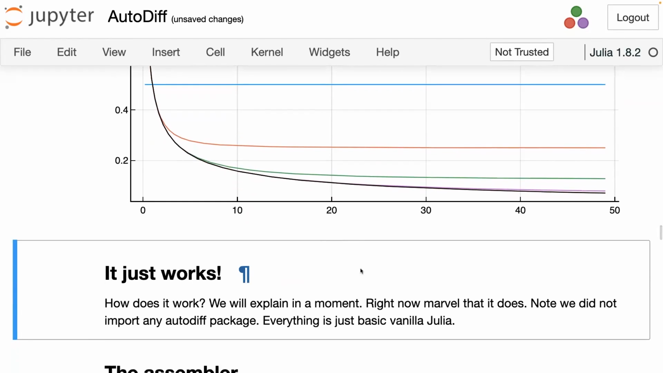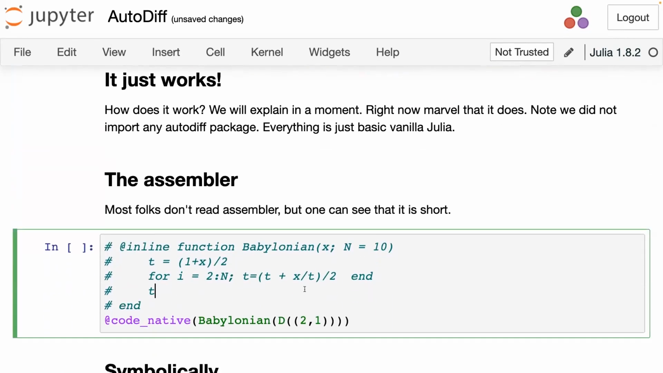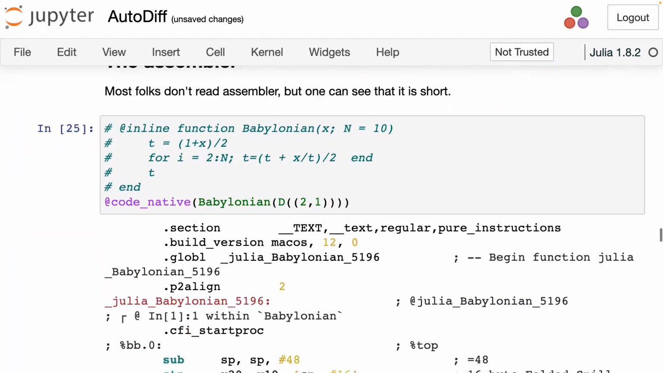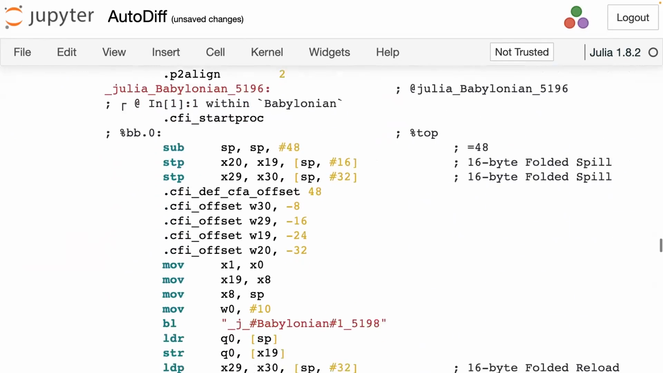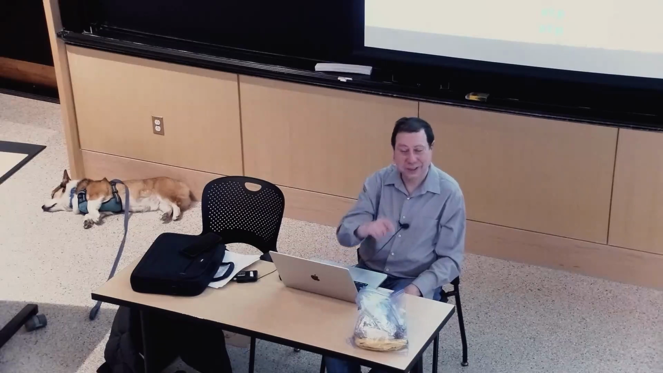I could say a little bit more. I'm going to tell you how it works. But before I do, I like to show off a few things. I don't know how well this works these days, but I do like to tell people that in Julia you can see assembler. Nobody reads assembler. Anybody here read assembler? Anybody here actually, you do? Or have, or a little bit? One person is willing to admit that they do it a little bit.